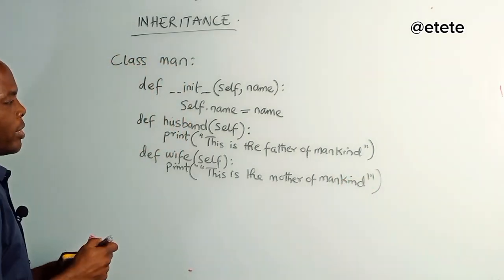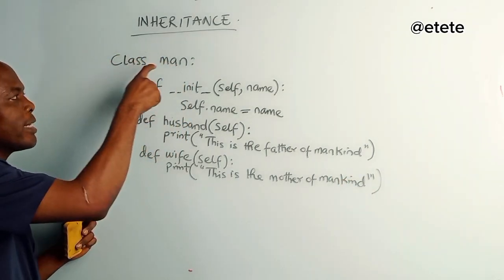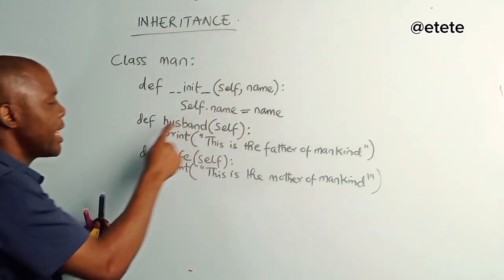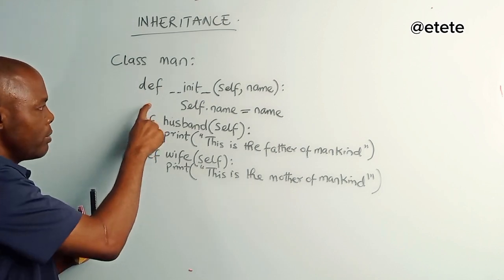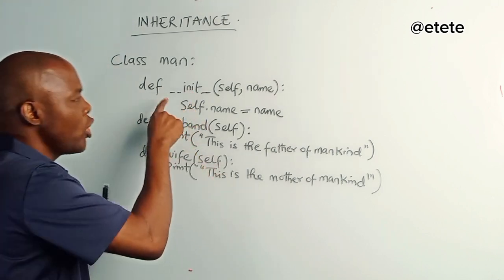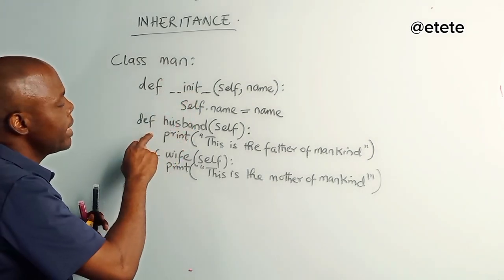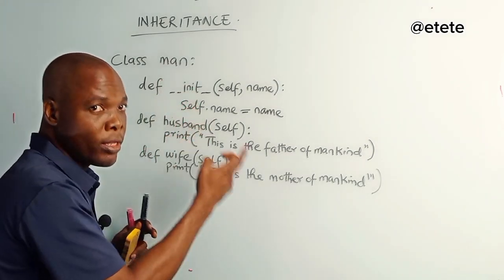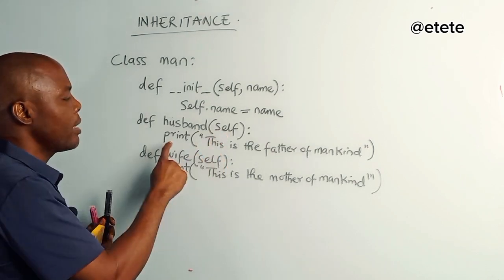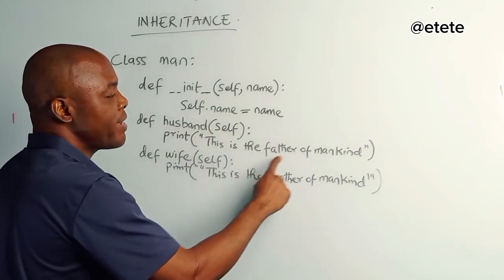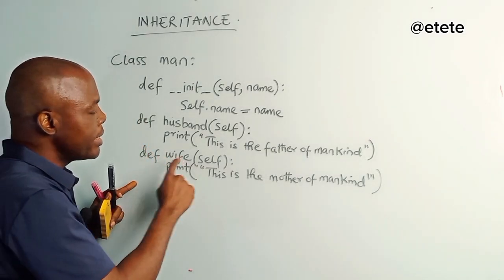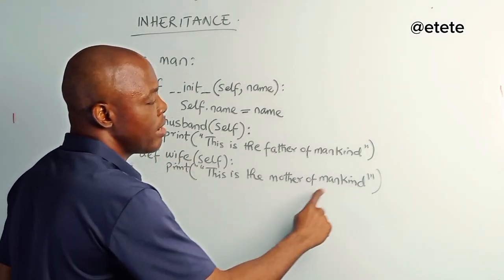All right. Okay. So I have created a class and I've defined three methods inside the class, the first one is the init method, which is going to initialize the object that will be created for this class. Then I have also created the husband method, which is an instance method, expecting just that object. And then inside it, I want you to print out, this is the father of mankind. Then I also declare another method, which is wife. And this method, I want you to print out, this is the mother of mankind.